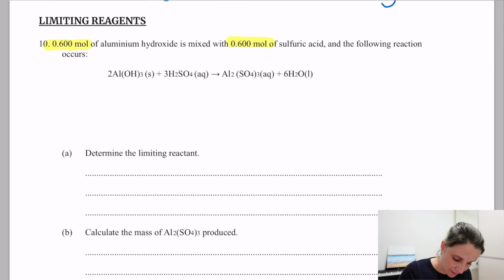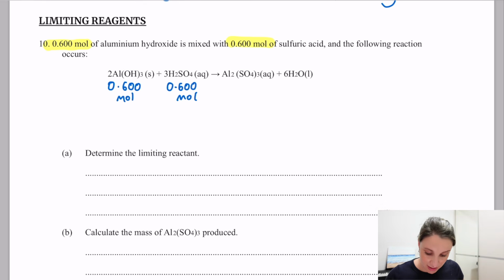So in this case, I've got 0.600 moles of my aluminium hydroxide and also 0.600 moles of my sulfuric acid. And in the first question here, they say determine the limiting reagent. And what that means is which one is going to run out first. So for each reaction here, you need 2 of the aluminium hydroxides and you need 3 of the sulfuric acid. So for every one, I need more of the sulfuric acid. So logically, it makes sense to me that the sulfuric acid is going to run out first. But how do you show that?